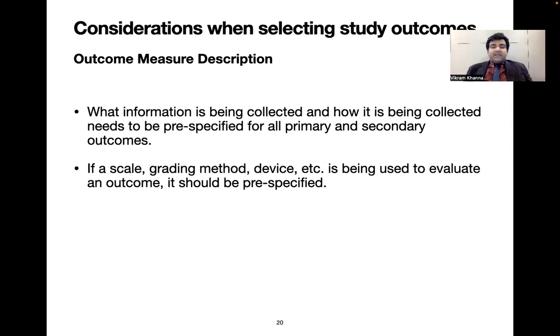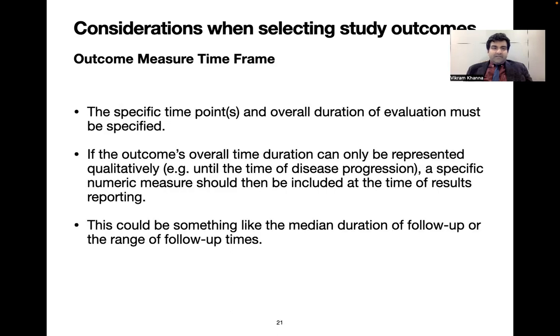Then outcome measure description. What information is being collected and how it is being collected needs to be pre-specified for all primary and secondary outcome measures. If a scale grading method is being used, then it should be pre-specified.